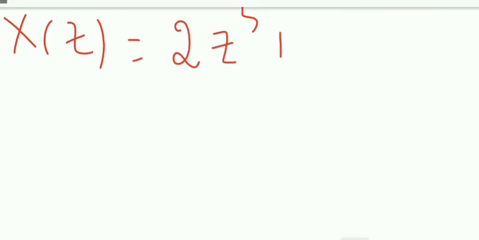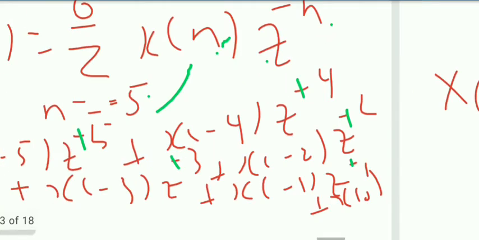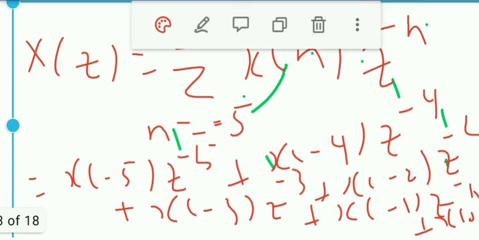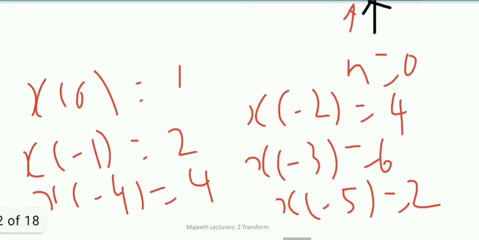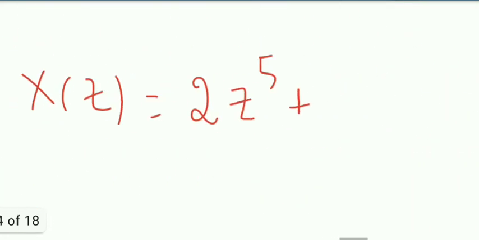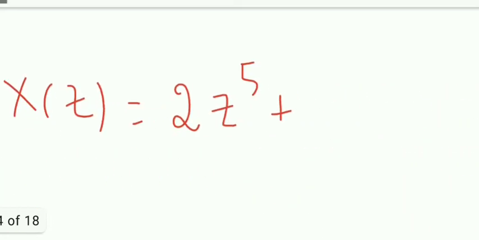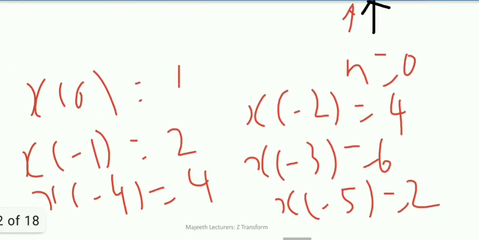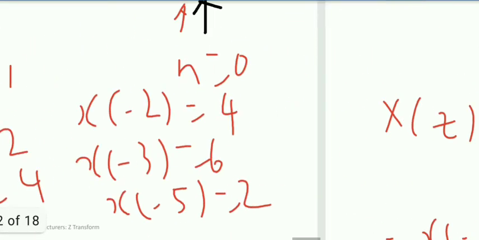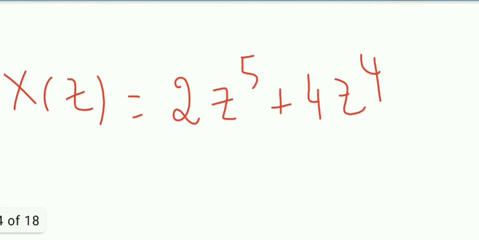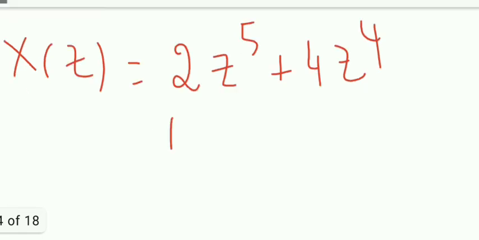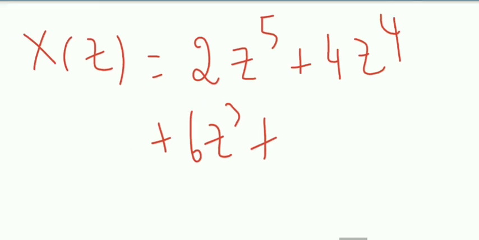Then x of minus 4 is 4, so 4 into z power 4. x of minus 3 is 6, so 6 into z power 3. Then x of minus 2.